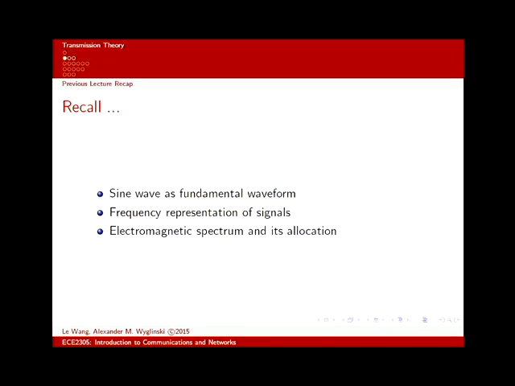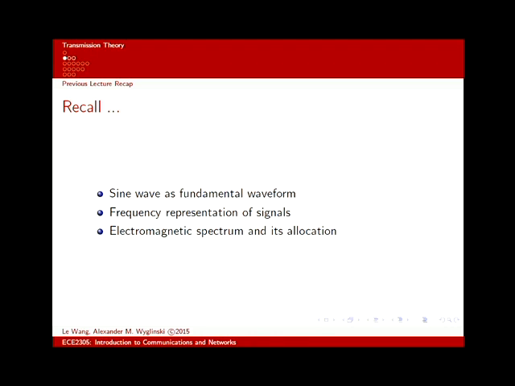So let's recall from last class. What did we learn? First of all, we saw the all-important sine wave. We saw how important the sine wave was for several reasons. We saw how it can be used to represent any sort of signal waveform in terms of the weighted combination of multiple sine waves with different amplitudes, different phases, and harmonically related frequencies. We also saw how sine waves can be used as a carrier for supporting data transmission. We're going to see this again a little bit later in today's lecture.